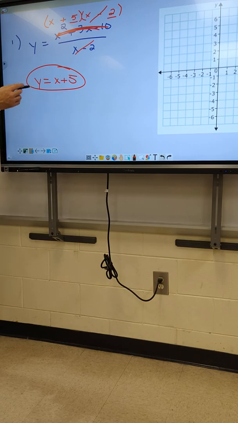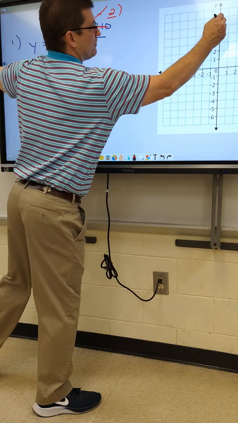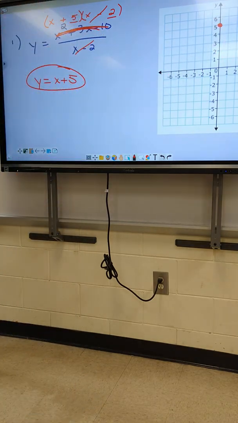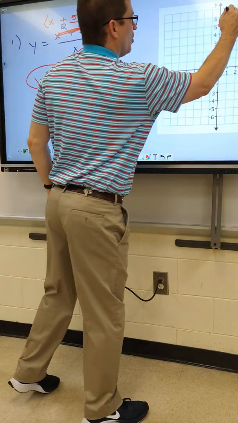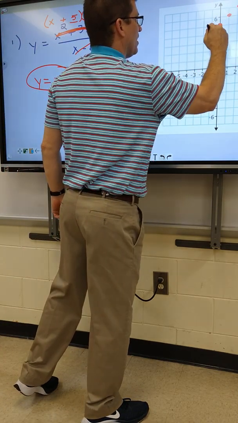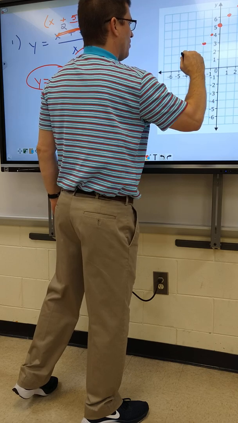All right, so Will, if I'm going to graph that, where do I start? 5. Up 5. All right, Will, what's my rise over run? 1 over 1. You guys know there's a 1 there, right? Understood 1. So Will says up 1 over 1. I like to make a bunch of points before I draw my line.